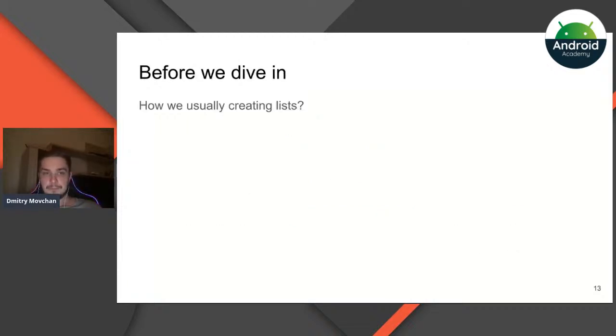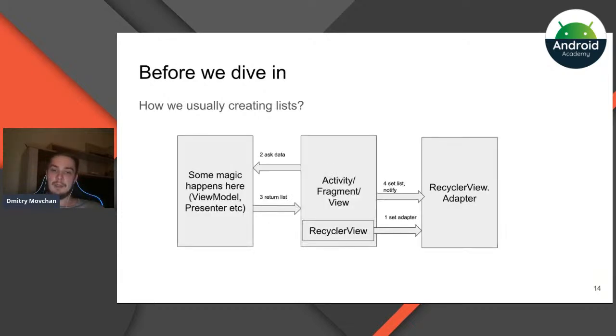So moving on, before we dive in, how do we usually create any list in our application? I prepared a small scheme for that. We have the activity, fragment, or view that contains a recycler view inside it. To this recycler view, we set the adapter that simply extends the RecyclerView.Adapter class. And then we ask for some data from your model, presenters, or from your activity itself. It's normal, don't worry. It's the usual theme of how we create the list in our application.